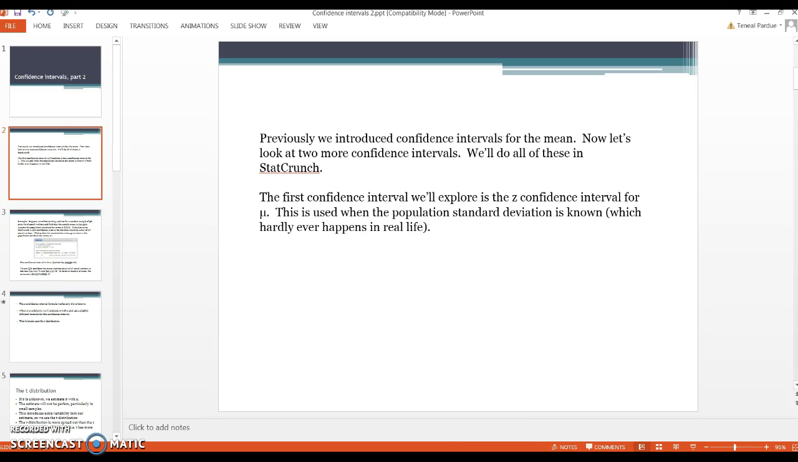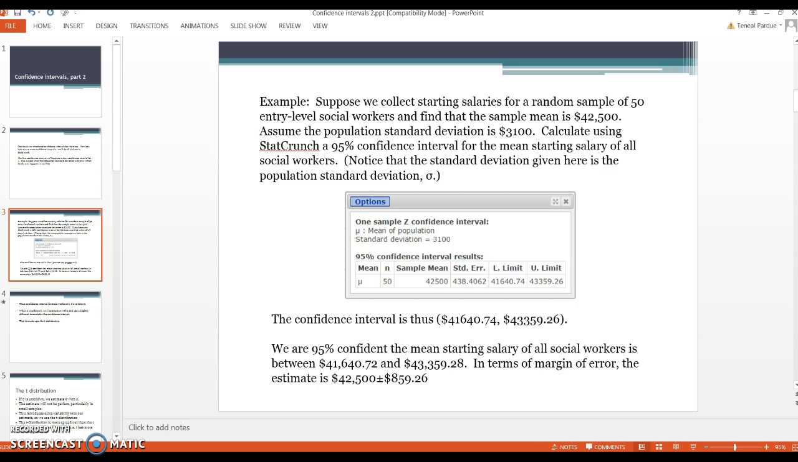The first one is the Z confidence interval for the mean, and we use this one when we know the standard deviation for the population. Now this really doesn't happen very often in real life, but occasionally it does. We cover this also because it has some connections with the central limit theorem. But I'm not going to ask you to do these by hand, so that's kind of going on behind the scenes.